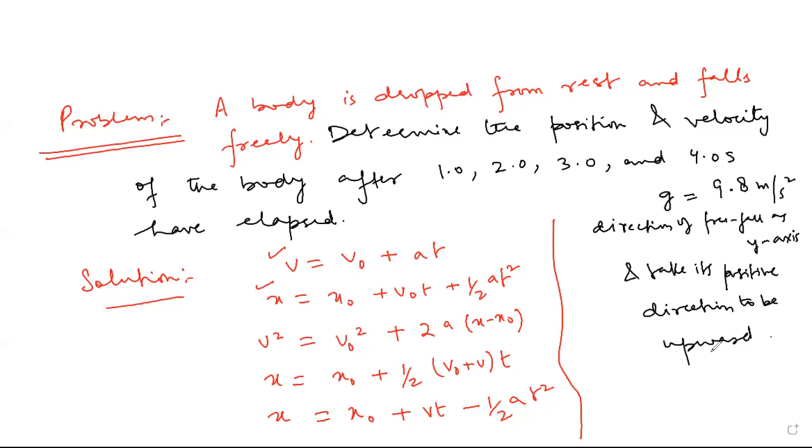Then we replace the constant acceleration a in these equations. This a is replaced by minus g. Since we have chosen the upward direction as positive, that means the acceleration is negative because our acceleration is downward, right?